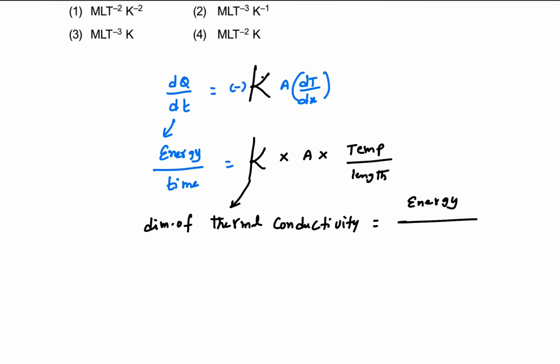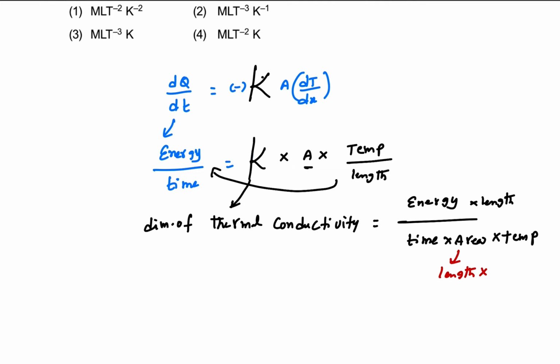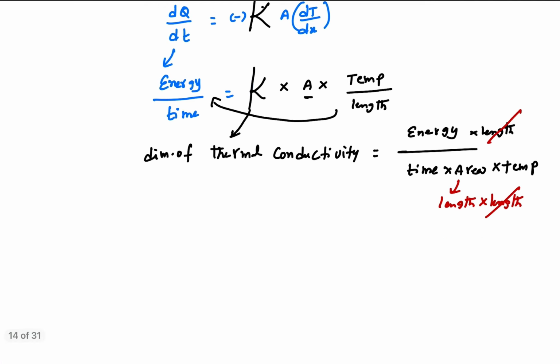Thermal conductivity can be written as energy divided by the time. If you bring this one to this side, into length, you will write. Next, area, you will bring area down, temperature also down. If you remember the dimensional formula directly, you can write from there also. Okay, so area is nothing but length into length. Now one length and length get cancelled. So finally you can write it as energy by time into length into temperature.